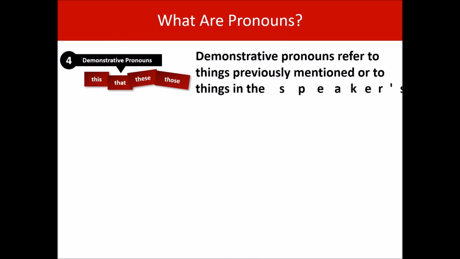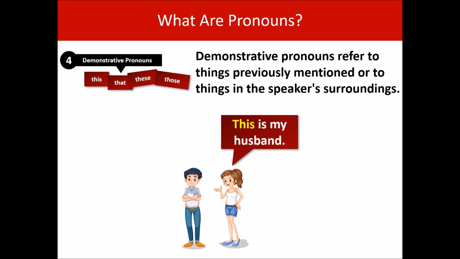Examples: this, that, these, and those. Demonstrative pronouns refer to things previously mentioned or to things in the speaker's surroundings. So, this is the speaker. She might say, "This is my husband." So the antecedent is something in the speaker's surroundings, not necessarily something in the sentence. The word "this" tells us that the antecedent is near and singular.